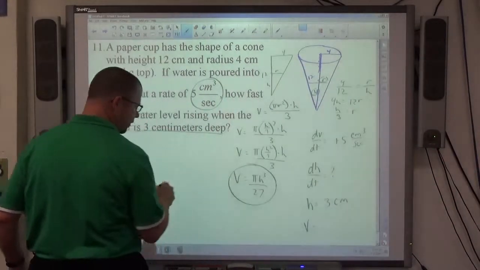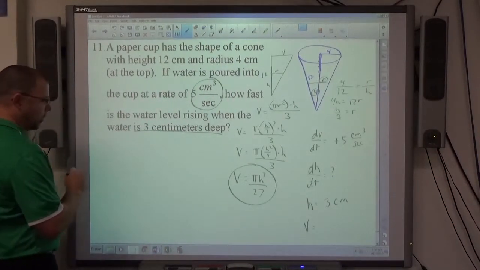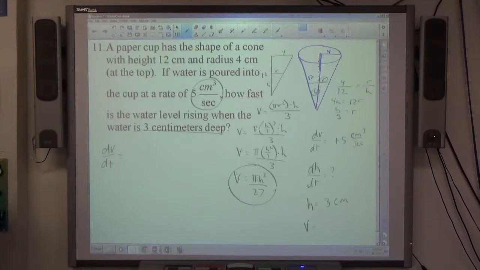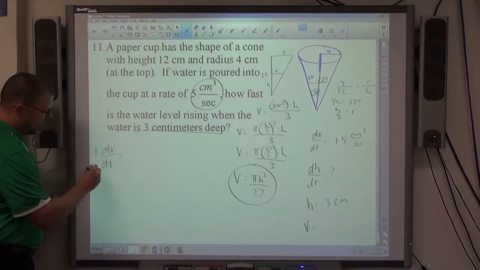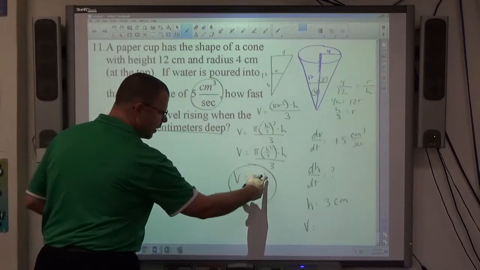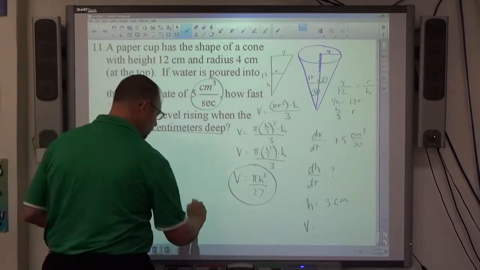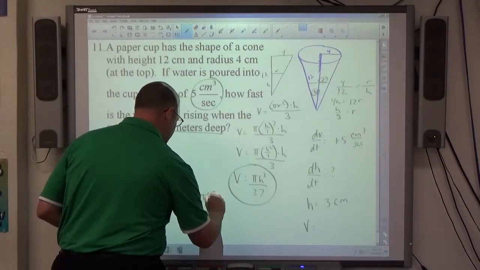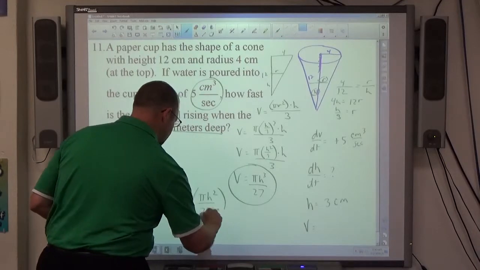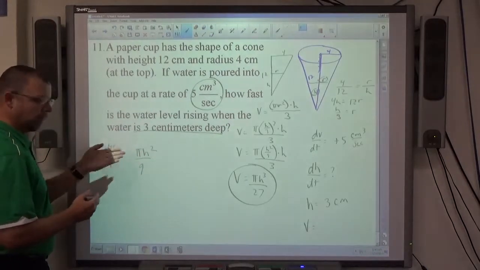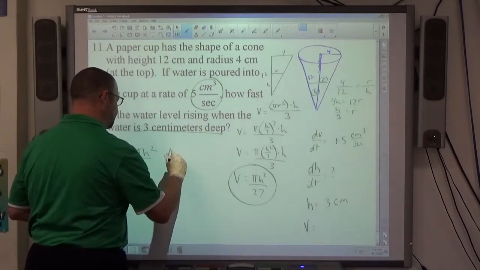So my function v equals pi h cubed over 27, dv over dt. Remember when we do related rates, we're going to always differentiate with respect to time. Time isn't in any of those variables, so they're all going to be over dt. So dv over dt equals, and if I do this, I'm going to get 3 times 1/27. That's going to be pi h squared over 9. So if you imagine 3 times pi h squared over 27, that's where that comes from. And again, that's h. We're differentiating h, so it's going to be times dh over dt.